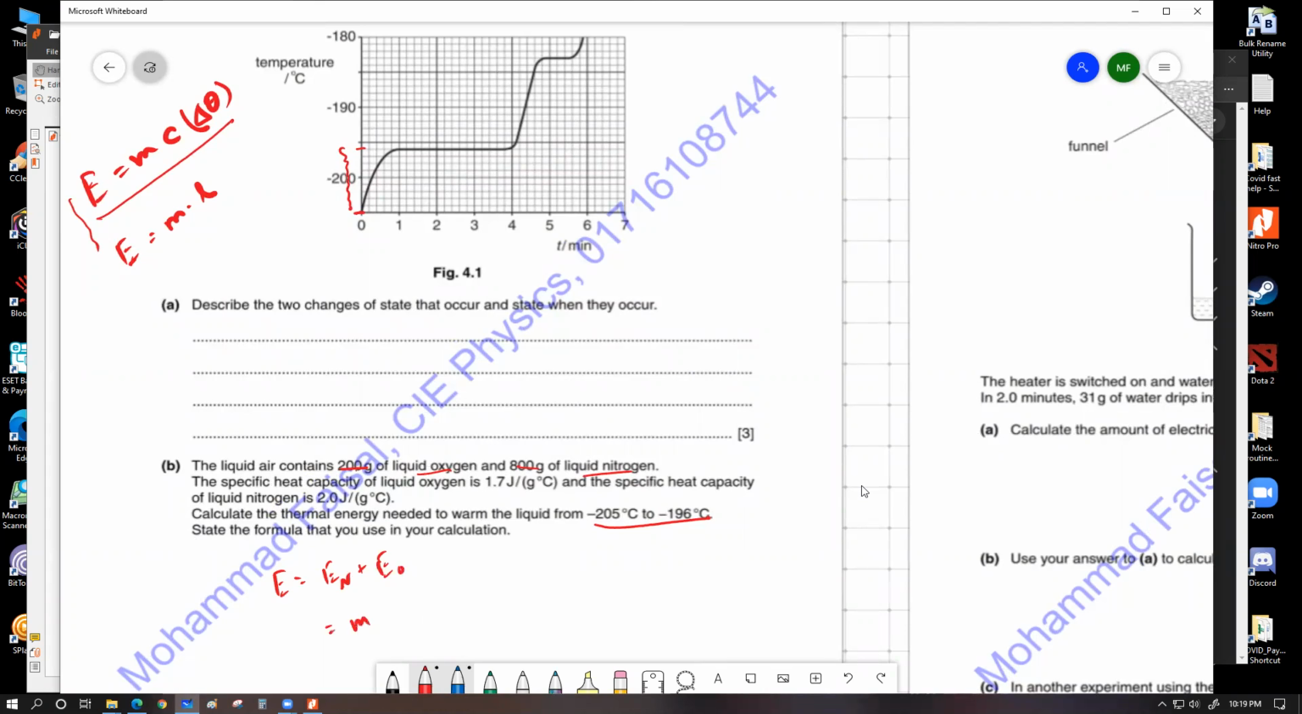That can be written as mass of nitrogen into specific heat capacity of nitrogen into delta theta. Delta theta is the same for both of them. That's why I'm not using a subscript over here. I'm only giving a simple delta theta, plus mass of oxygen into specific heat capacity of oxygen into delta theta. And now what you need to calculate is how much is the delta theta over here.